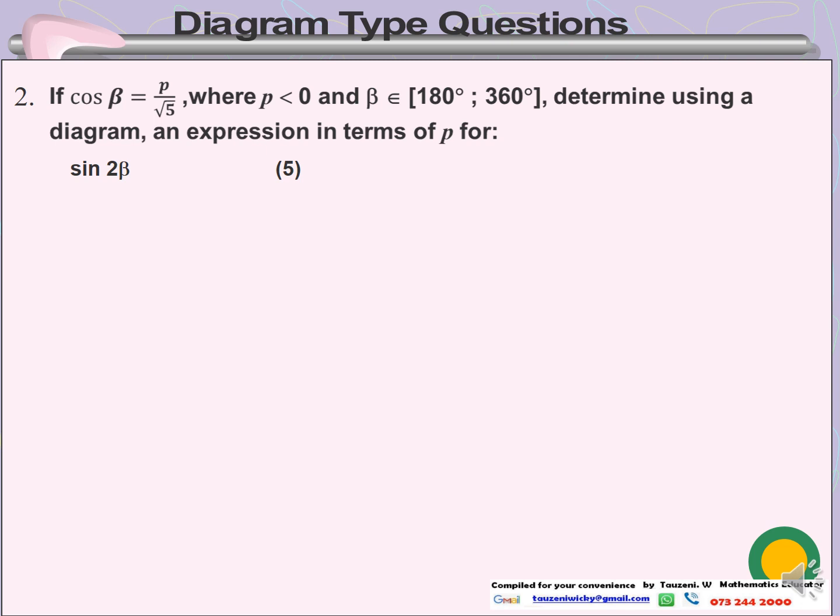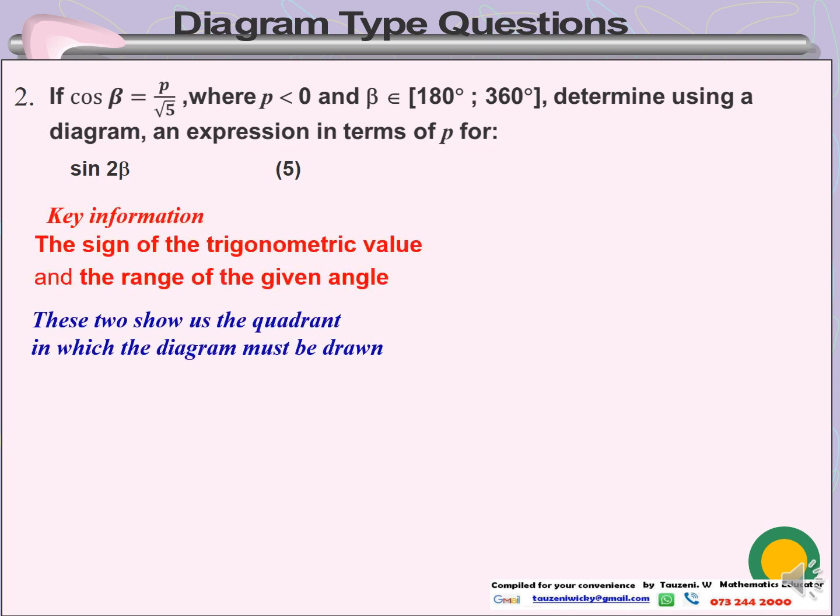Now, remember, we have mentioned in the previous example that you need two pieces of information. There are two conditions that guide your diagram. The sign of the trigonometric expression: in this case, we are told that P is less than 0. And if P is less than 0, it means P is negative. Therefore, cos B is negative. A negative cos B is found in quadrant 2 or quadrant 3. Those are the two quadrants where cos is negative.